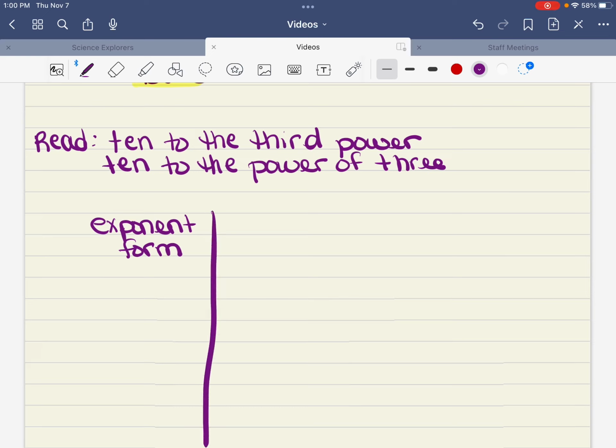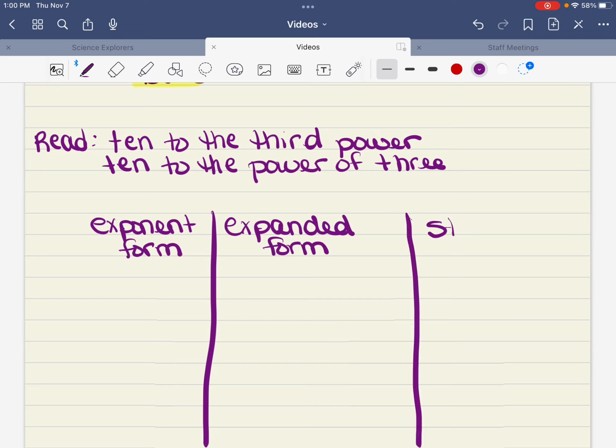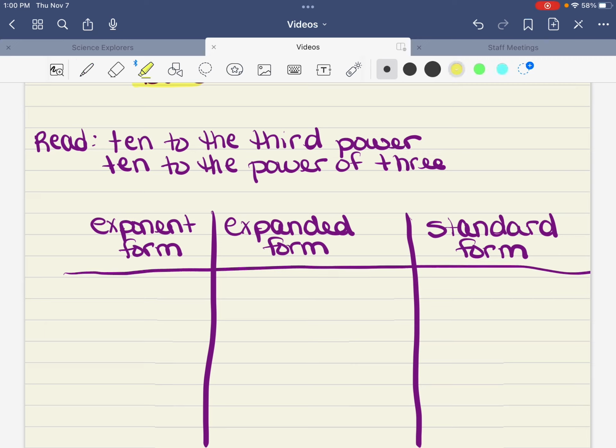We're going to write in expanded form. And then we're going to write it in standard form. Basically, we're going to take these exponent numbers and break them down in a few ways to help us really understand what they mean. Okay? Once you get that, make sure you go back and highlight these terms.